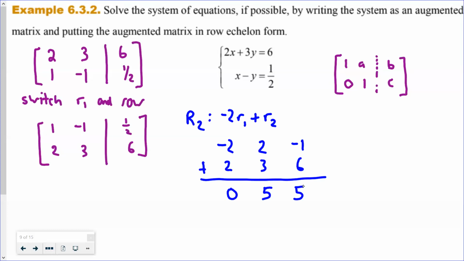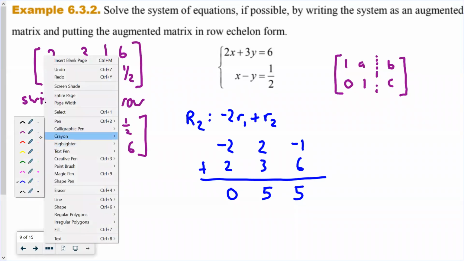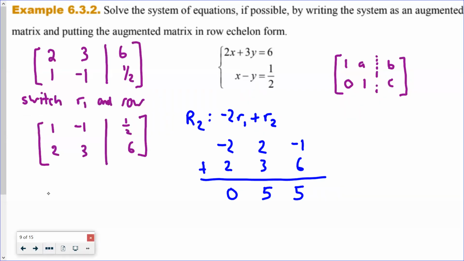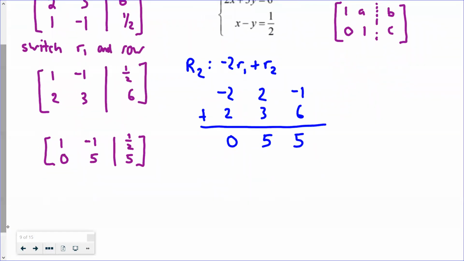So let's put that back into our matrix here. The first row didn't change. We just got a new row 2. Now I have 0, 5, 5. Hey, we're pretty darn close here. We have a 1, a 0. Now we just need to get the other one to be a 1. And the way we're going to do that is just divide it by 5.